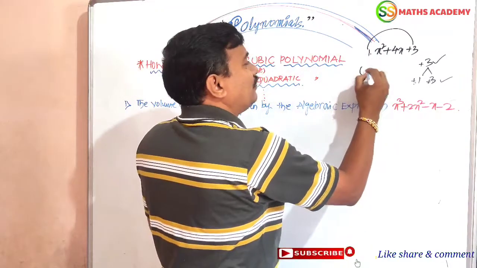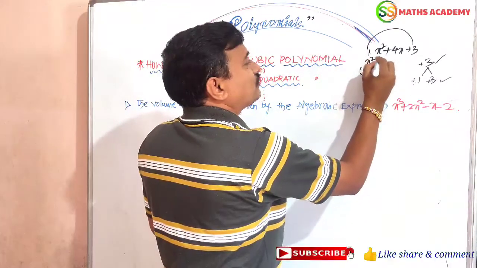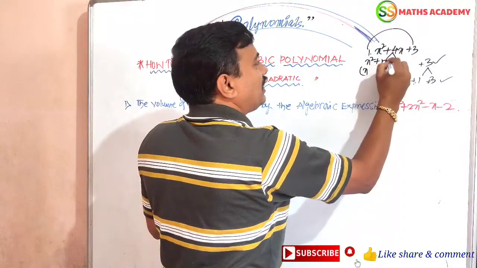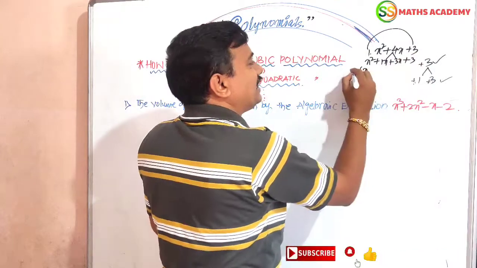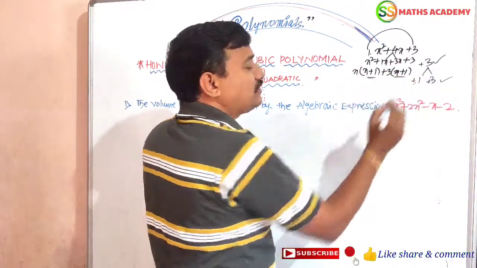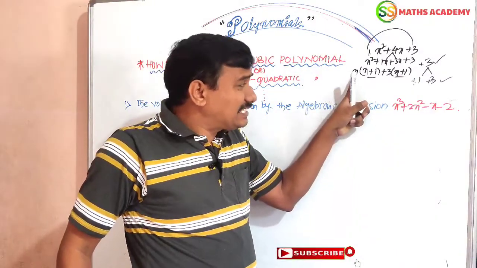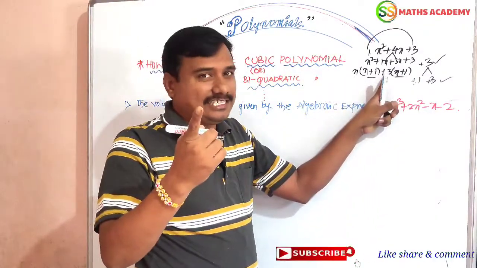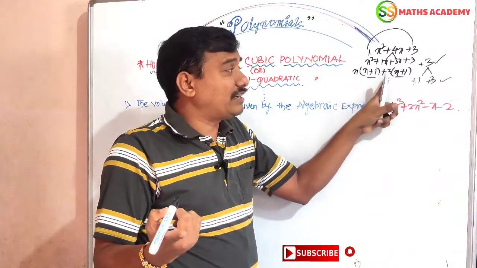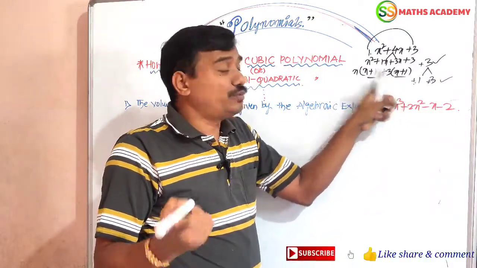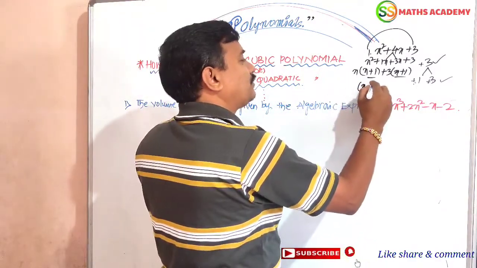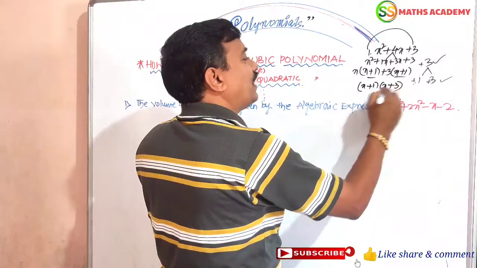Hence, this 4x is split into two parts, that is 1x plus 3x. So x square plus x plus 3x plus 3. Take the common x, you should get x plus 1. Take the common 3, you should get x plus 1. These two brackets must be similar in our process. Then you should get x plus 1 and x plus 3 as the factors.